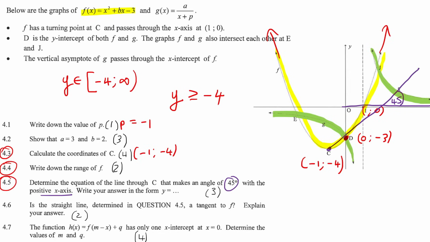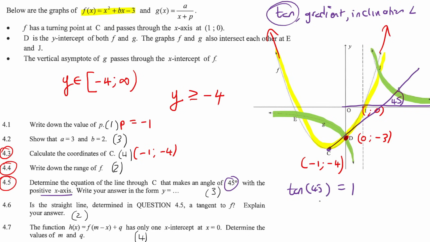So, they want us to determine the equation. Now, as I've said, tan, gradient, inclination. I want your mind to always link those three things together. What I mean is that if you have the inclination angle, you can get the gradient. And if you have the gradient, you can get the inclination angle using tan. So if we know that this is 45 degrees, then we can say tan 45. Now tan 45 is 1. That means that the gradient of this line is 1.